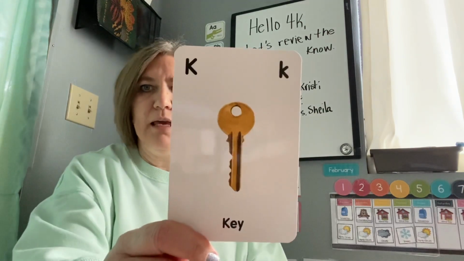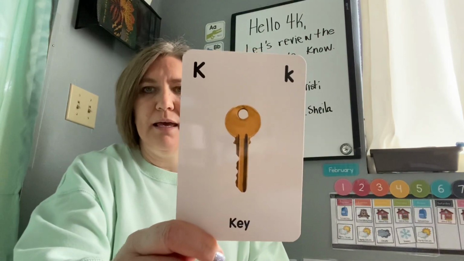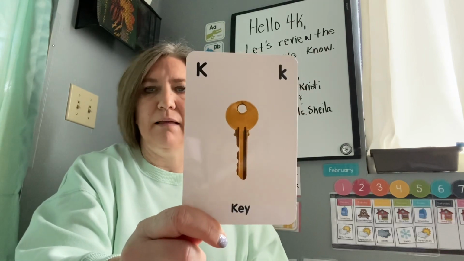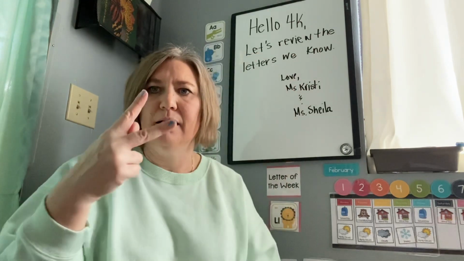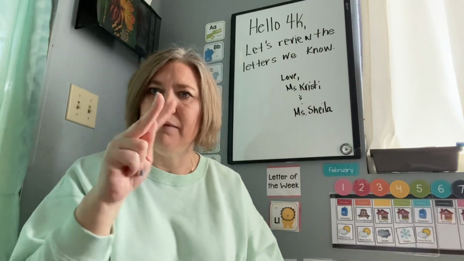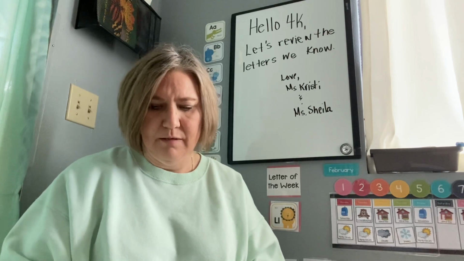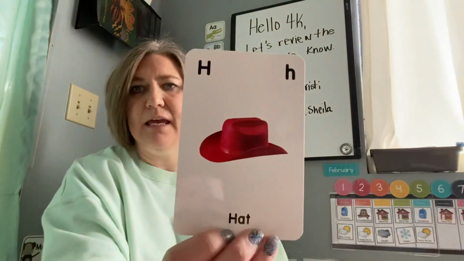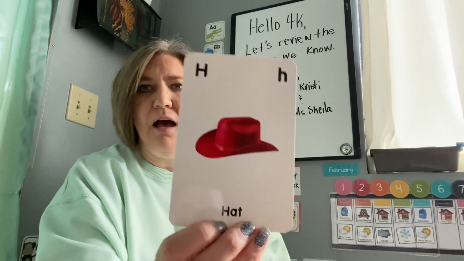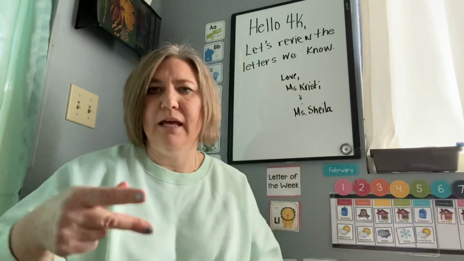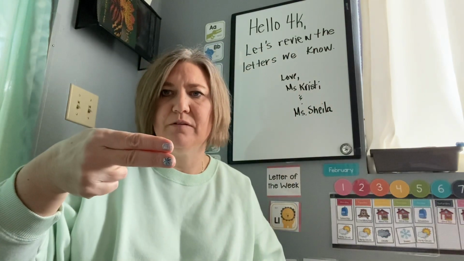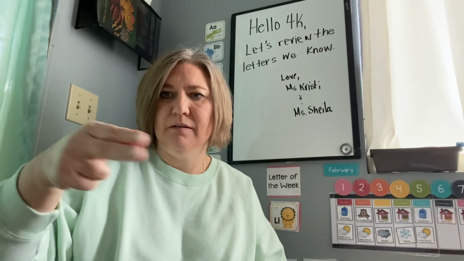Next is the letter K. K says k, k, like kick, key. And the letter K is 2 fingers up with your thumb between them. That's the letter K. Here comes the letter H. H. The letter H is 2 fingers. 2 fingers, H.